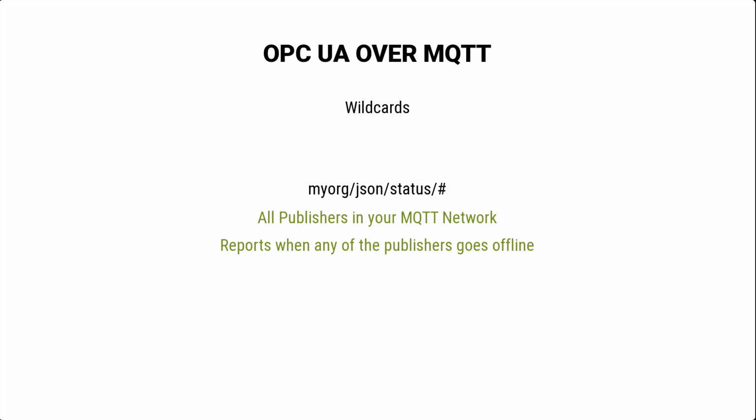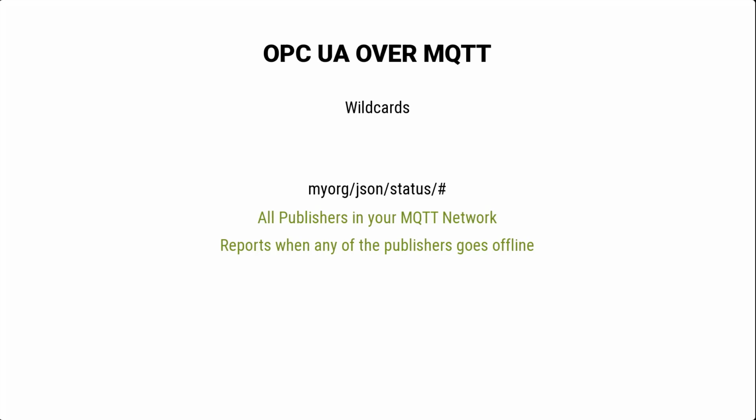Further, in the same way that you can use wildcards on MQTT topics to discover more information, OPC UA over MQTT offers topics that you can use wildcards on to discover information about your network. For example, you can subscribe using a wildcard on the status topic to discover all publishers that are publishing data to your MQTT broker. And since the status topic happens to be connected to MQTT's inbuilt last will and testament feature, you would also get reports when a publisher goes offline, among other system-related information.